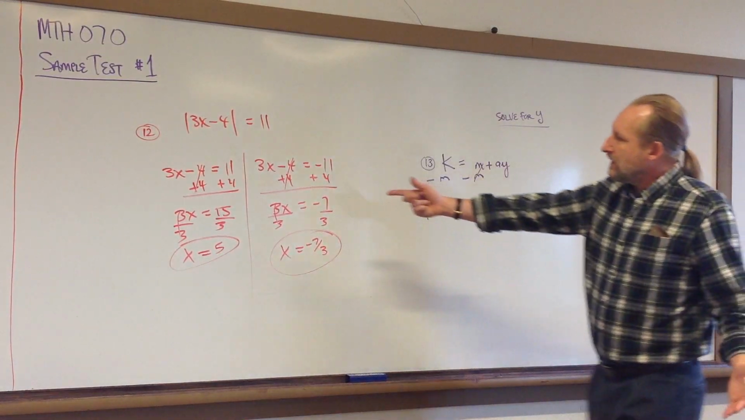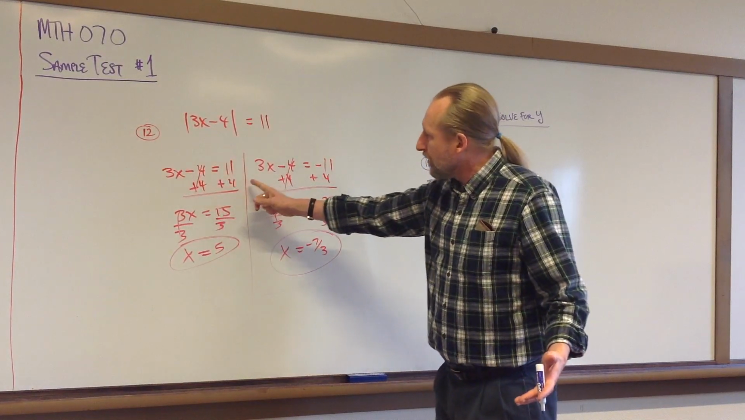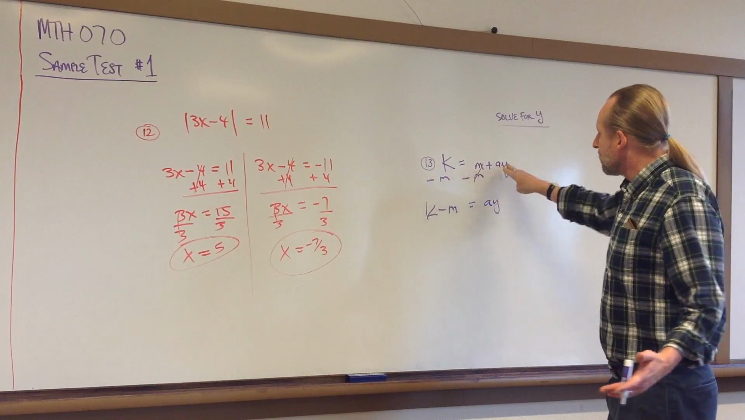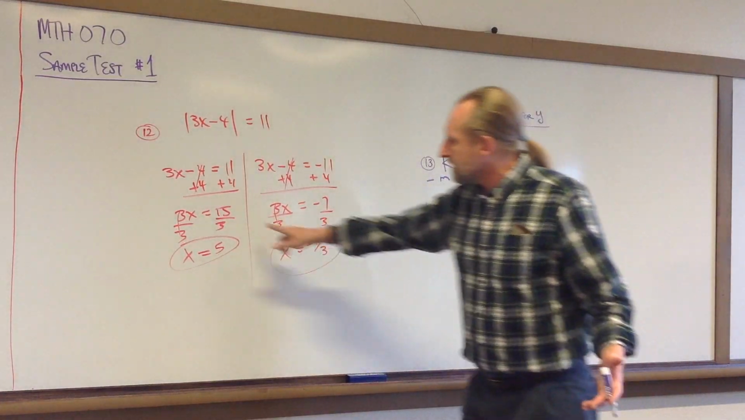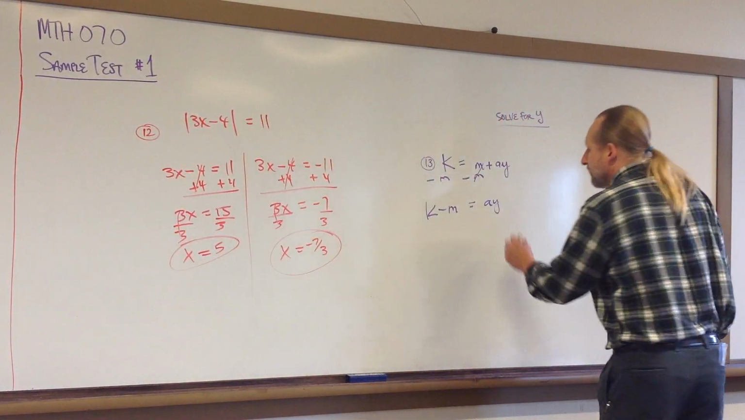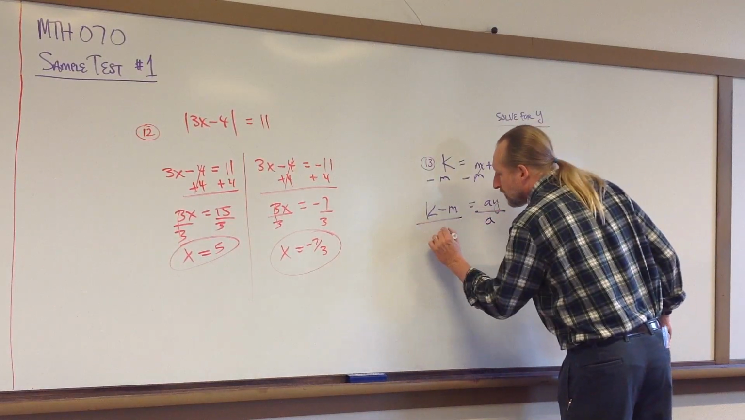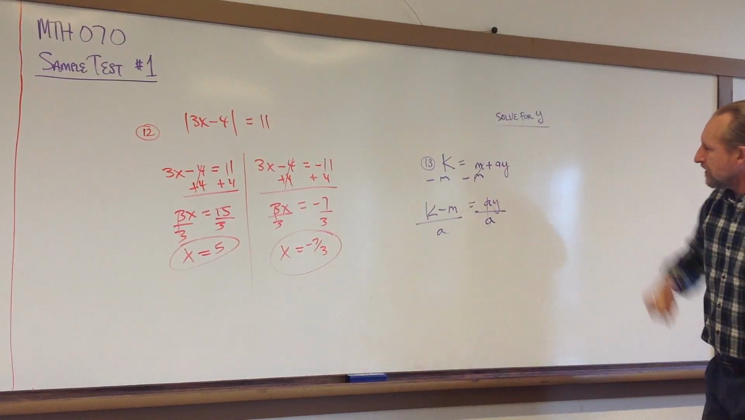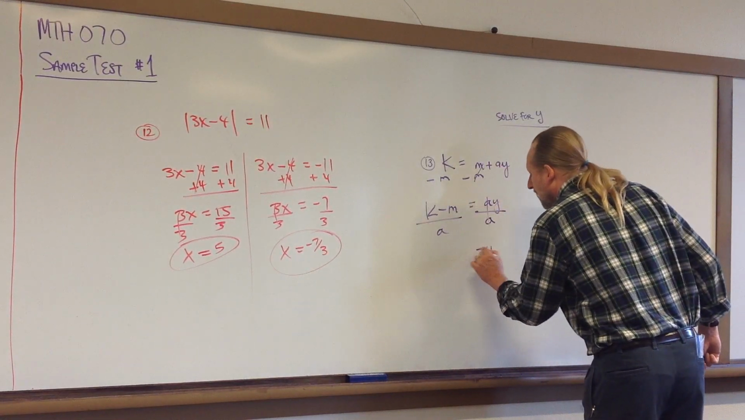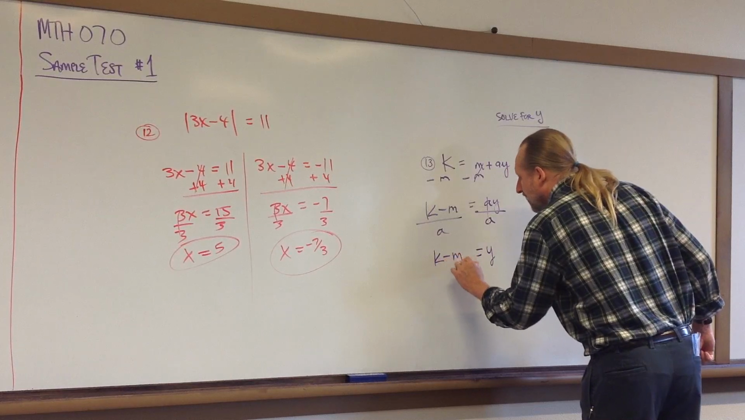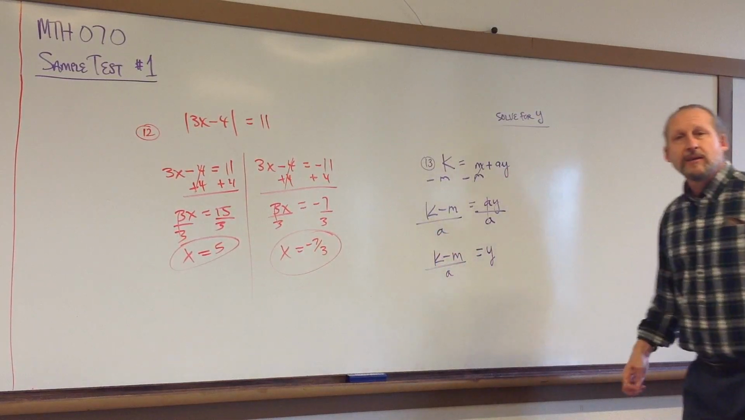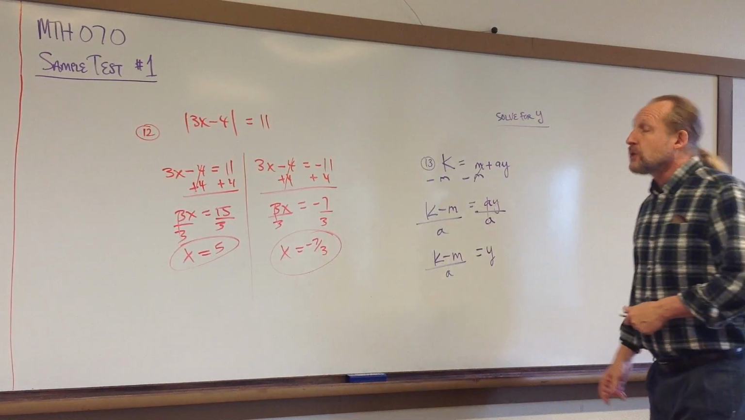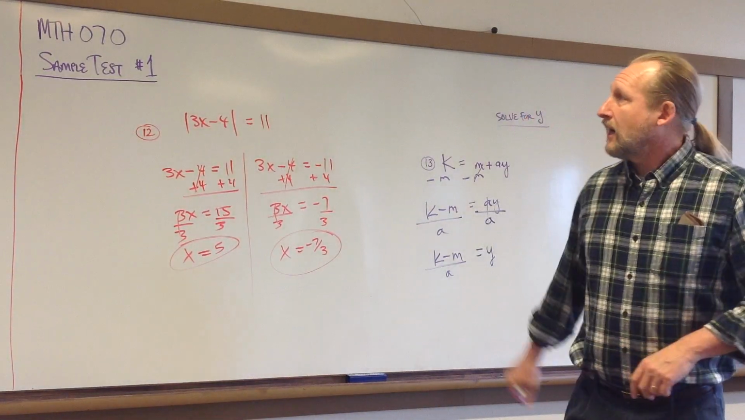Now, just like we did here, it's like we moved the 4 away from the term that had the x, and we moved the m away from the term that had the y. Then the next thing we do is divide through by the coefficient of the variable that we're interested in, which in this case, the coefficient is the a, the variable is the y. So now we've got y equals k minus m divided by a, and that's it. That's the answer.